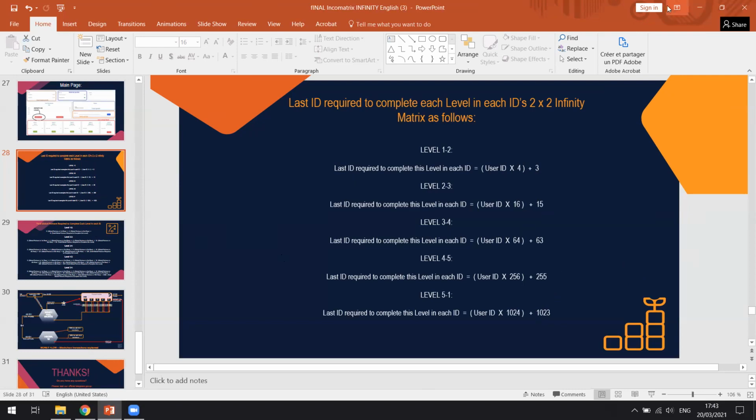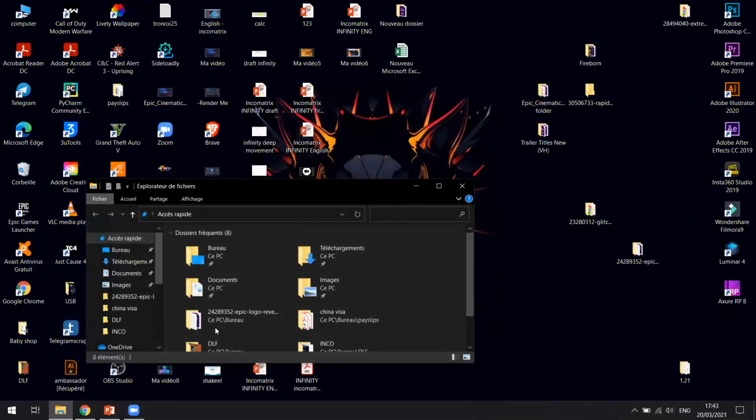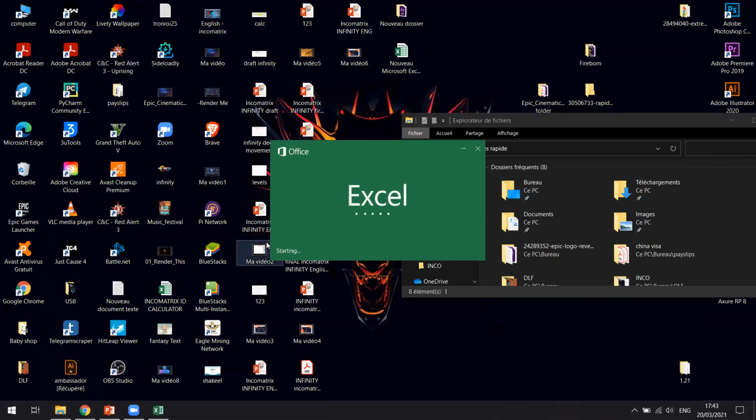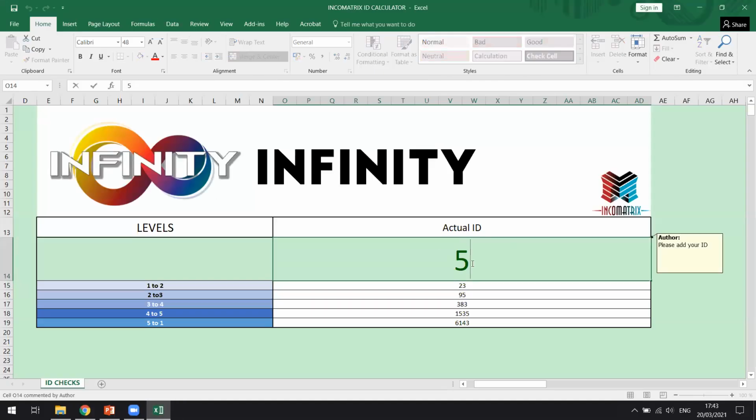Okay, it's almost ready. Let me look for it on my desktop. Where is it? Yeah. And I named it Incomatrix. Yeah, I still play Red Alert. Yes, I'm that kind of a guy.